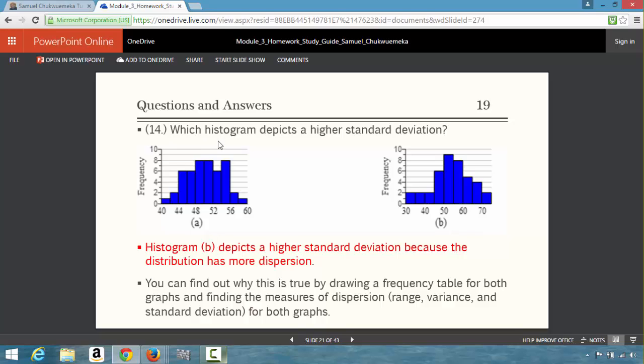Question 14. Which histogram depicts a higher standard deviation? So we say it's histogram B. Why? Because it has more dispersion. If you want to find this, you can draw a frequency table for both graphs and find the measures of dispersion: range, variance, and standard deviation. You see that histogram B has higher range, higher variance, or higher standard deviation. Either of them, it has a higher value.